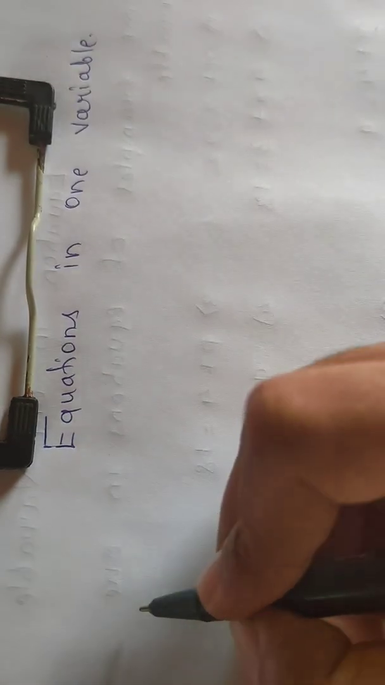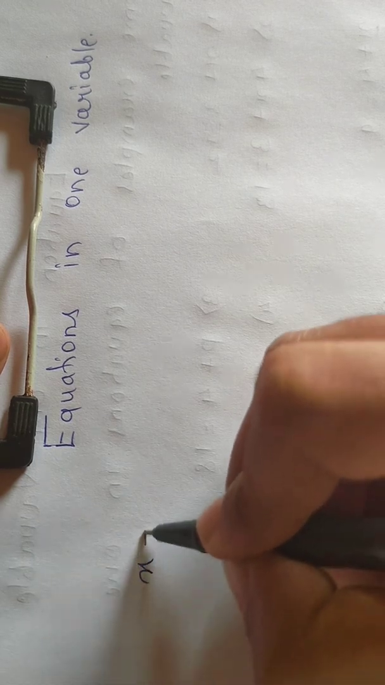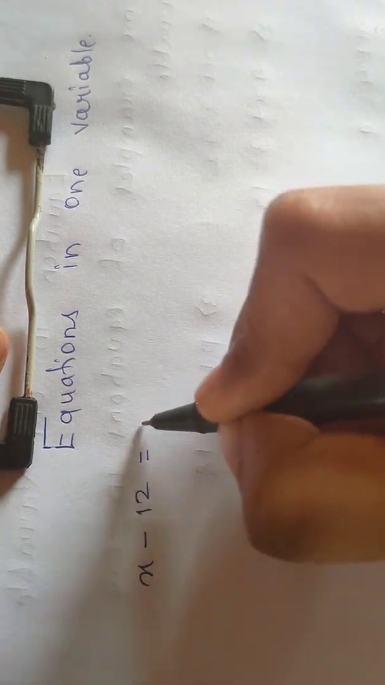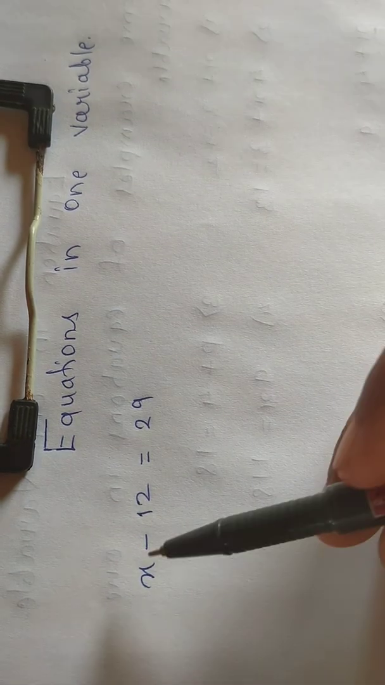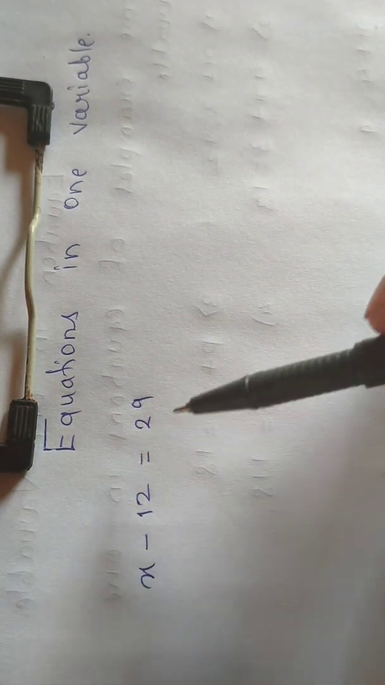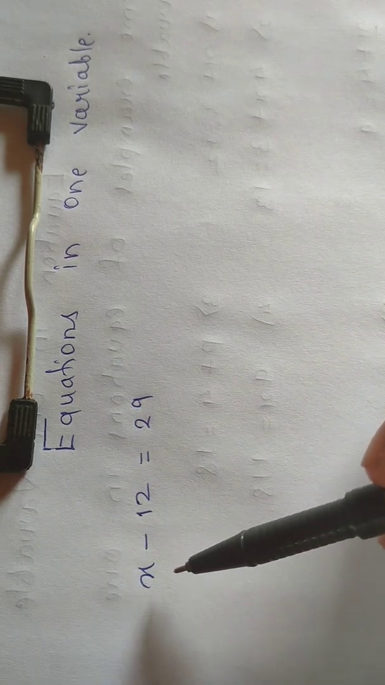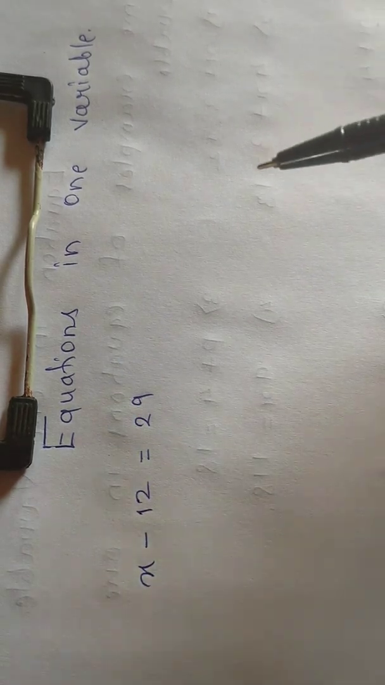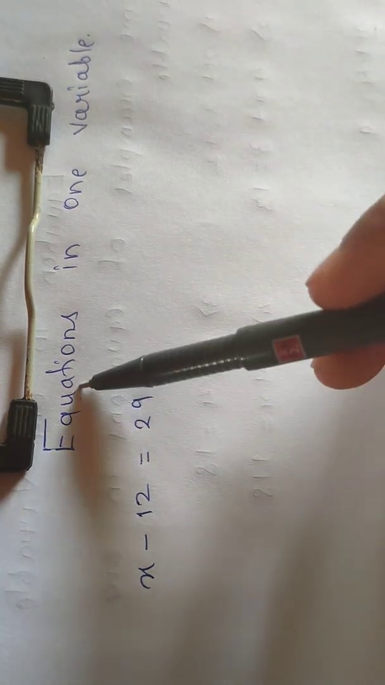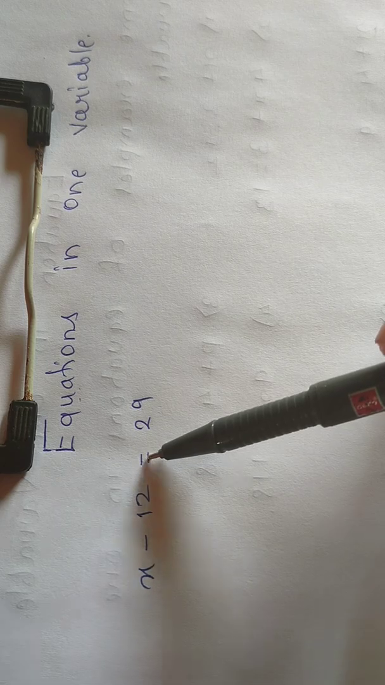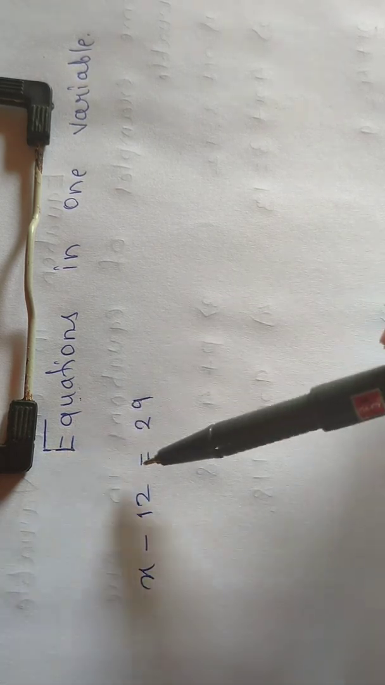Let's know first what is an equation. I'll give you an example: x minus 12 is equal to 29. There's one equation, x minus 12 is equal to 29. Now this example is called an equation. Why? Equation means to make it equal. We have an is equal to sign, we have a left hand side and we have a right hand side. So it is an equation.